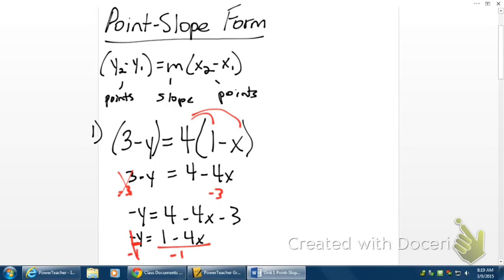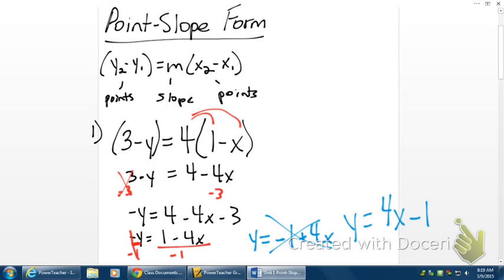Now all I'm going to have left is y equals negative 1 plus 4x. Now what's wrong with that if I want this in slope-intercept form? Yeah, they're backwards. So just flip them. That's a positive 4x, so keep it a positive 4x. That's a minus 1. Keep it a minus 1. So really this becomes y equals positive 4x and a minus 1. Okay? So what we just did there is we went from point-slope form to slope-intercept form.